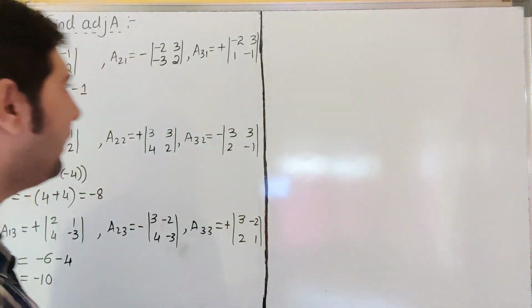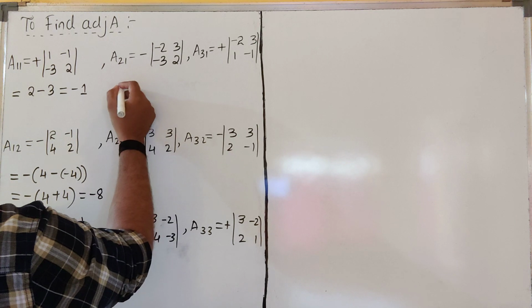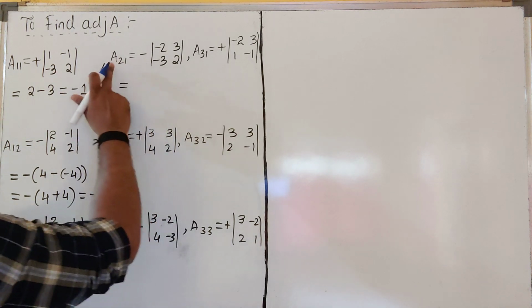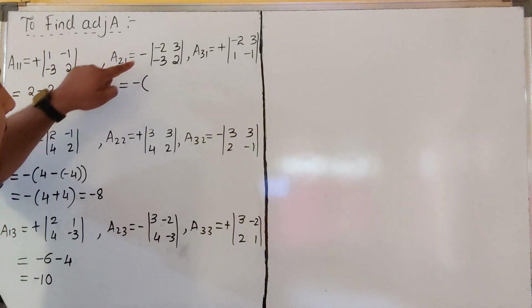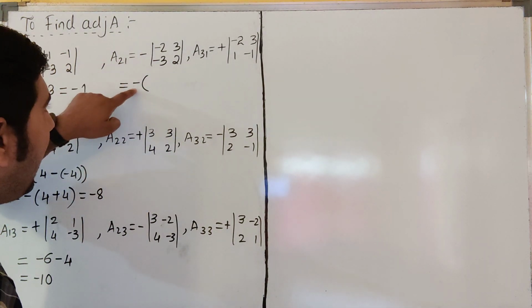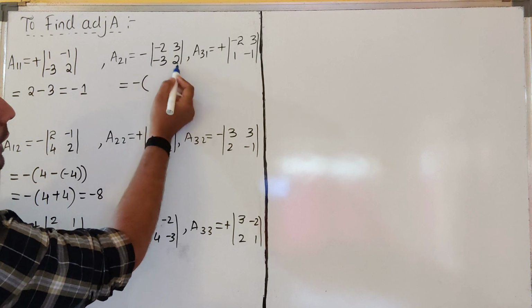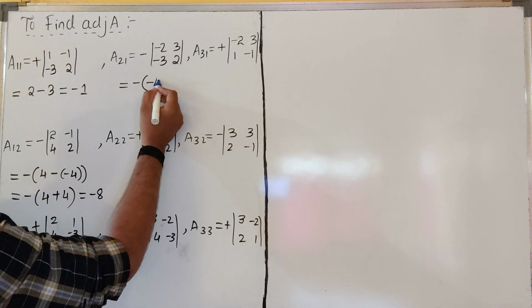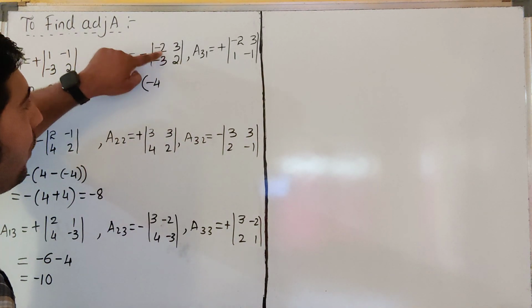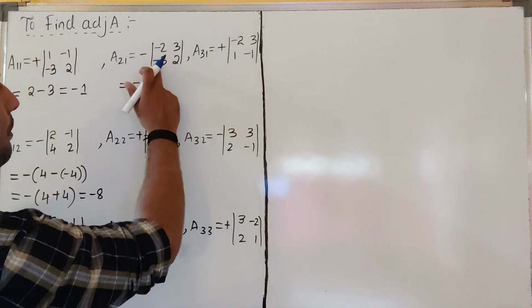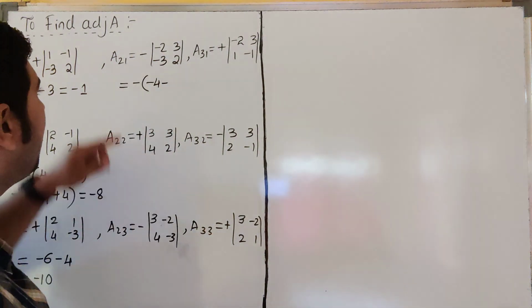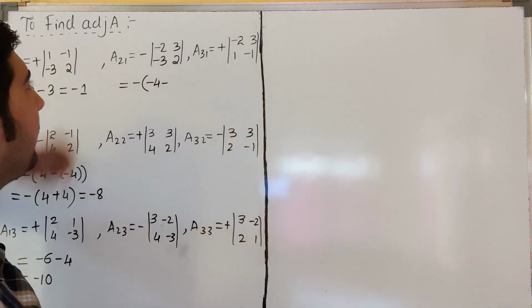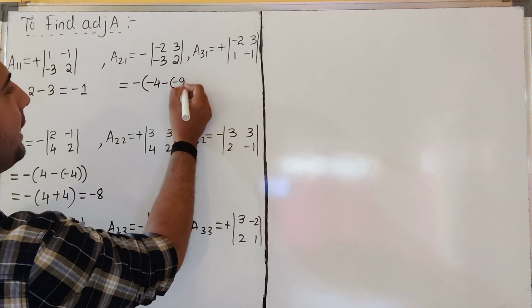Understood? So now see. Here A21 you come. A21 you see, minus sign I will write. Minus sign is outside. Outside only I have written. So minus 2 into 2, minus 4. Before multiplying this both, I will write minus sign. Clear? So minus 3 into 3, minus 9, dear students.